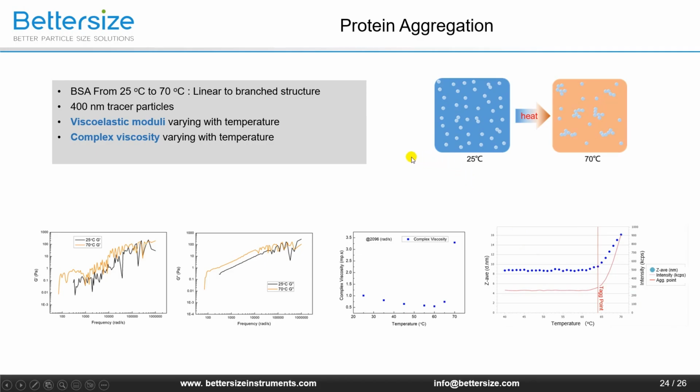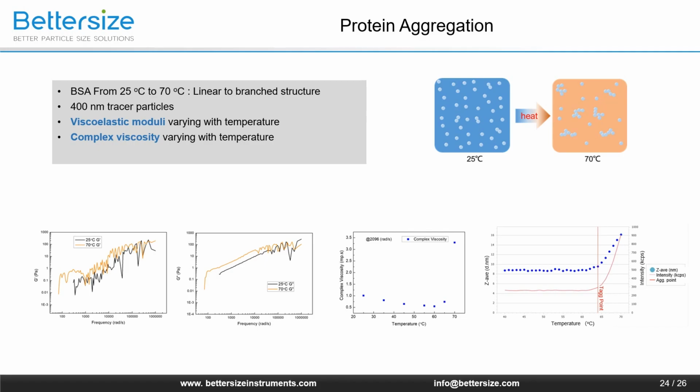BSA solution disperses well at low temperatures. However, it is thermally denatured and forms protein agglomerates when heated. This is because the molecular structure of BSA changes from linear to branched from 25 degrees Celsius to 70 degrees Celsius. Therefore, the solution properties change significantly. Using BeNano's microrheology, we determine the viscoelastic information of BSA solutions at different temperatures.